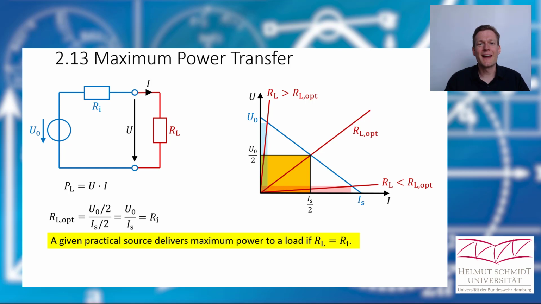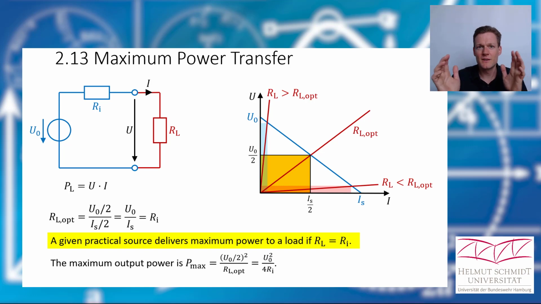And we could also calculate, if we have a source given, which maximum power we can get out of it. We know that at our load resistor we have the voltage U0 half. We take that squared and divide by RL opt. But RL opt is the same as Ri, and therefore we can rewrite this expression, and our maximum output power of a source is U0 squared divided by 4 Ri.